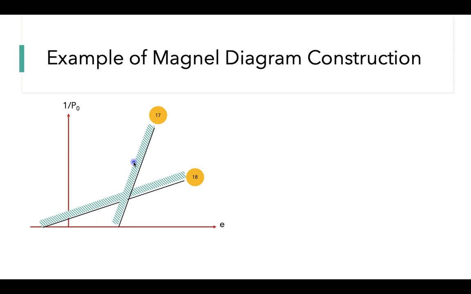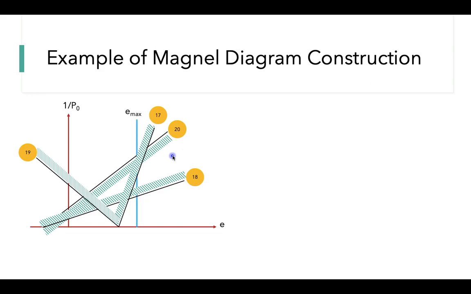Then for equation 18, we can plot another line, and this is the shading. Then we have equation 19, and then we also have equation 20. Based on this, we can determine the e maximum, which is the maximum value of eccentricity. We also have this maximum value of eccentricity that will be determined earlier.